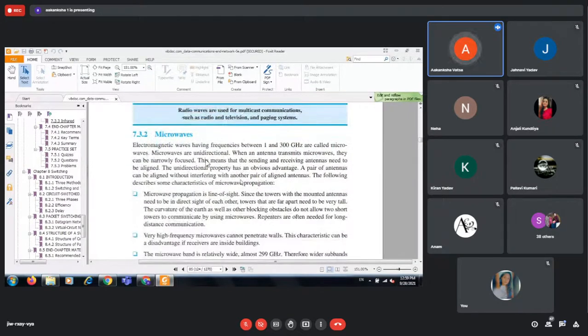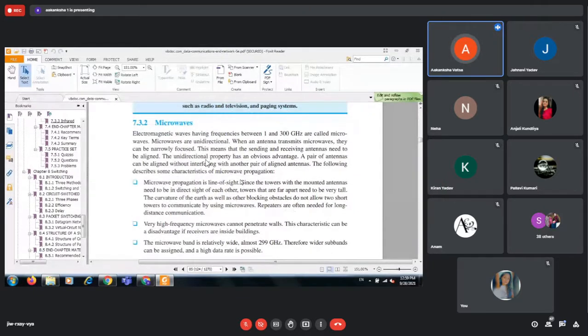Then we have the microwaves, which are unguided media again, and they are in the range of 1 gigahertz to 300 gigahertz, and they are unidirectional. So they can travel in one line only. When an antenna transmits microwaves, they can be narrowly focused, and this means that the sending and receiving antennas need to be aligned. When you are doing line of sight transmission, you can use higher range frequencies, that is, microwaves from 1 gigahertz to 300 gigahertz. So microwave propagation is line of sight or unidirectional.